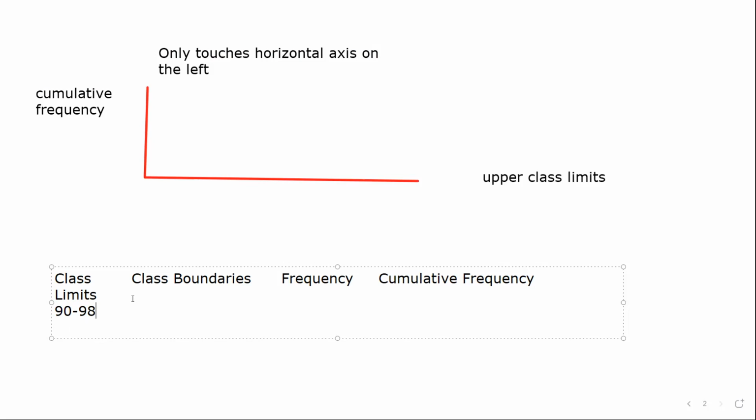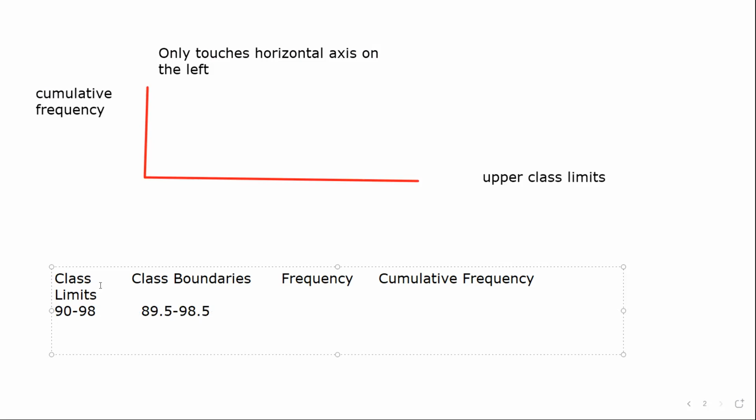90 to 98. That's our class limit. Remember the class boundaries. Right. 89.5 to 98.5. Very good. And then shall we, let's go ahead and finish.